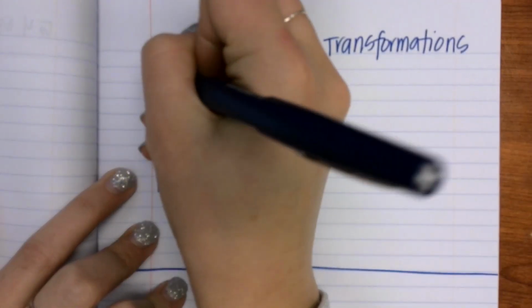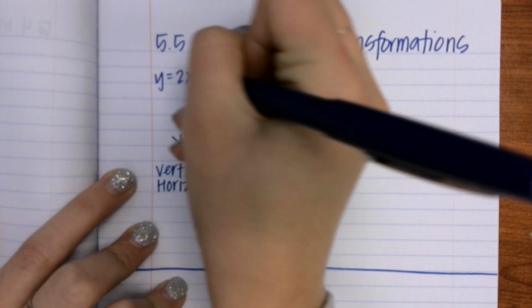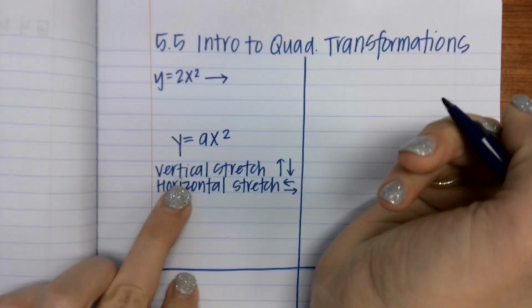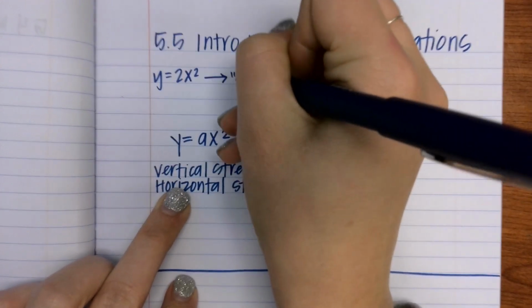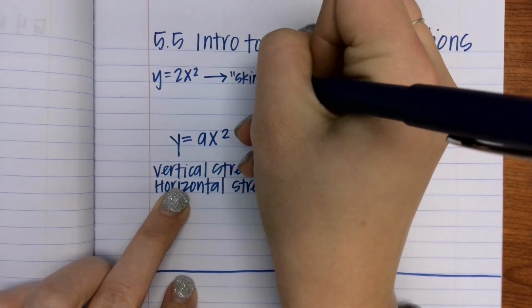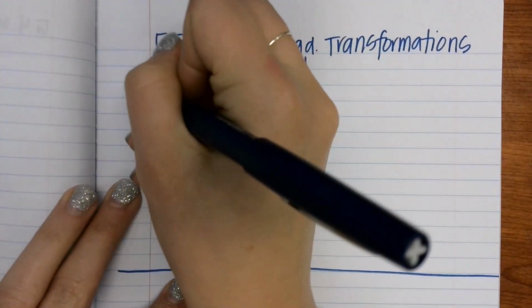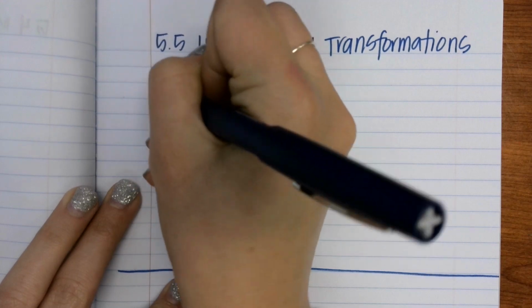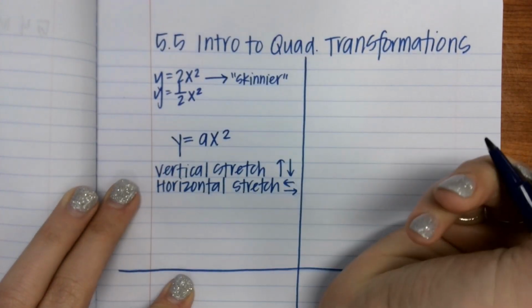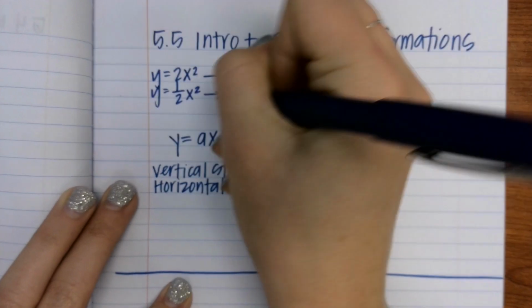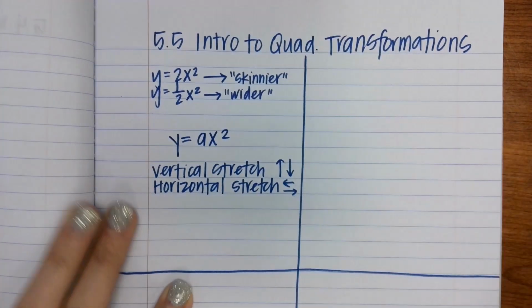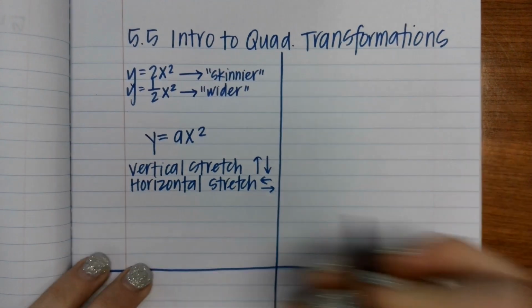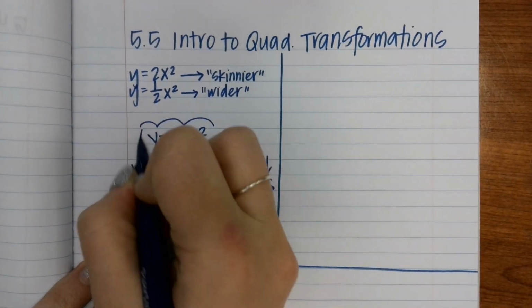For example, if we have y equals 2x squared, that makes the graph vertically stretch, and it also looks skinnier. Y equals 1/2 x squared, the fraction, will make the graph look wider. We'll do examples of this tomorrow.